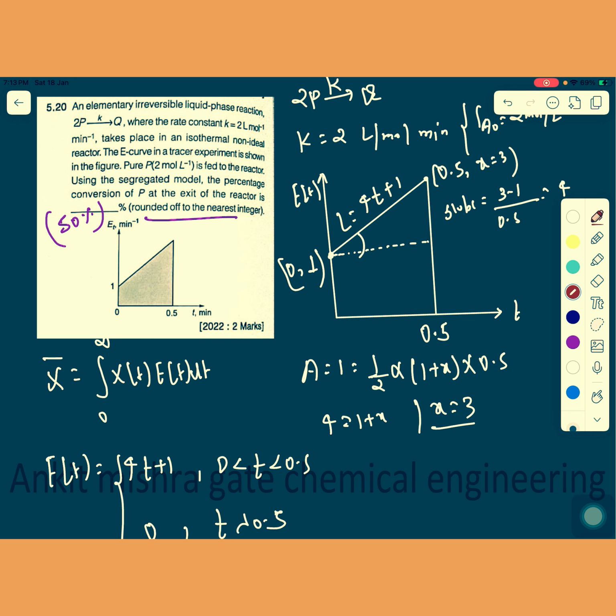Okay, I hope all of these questions you now understand. And here I have completed the PYQ series of non-ideal reactors. I will be moving towards the next PYQ series of heterogeneous catalytic systems, and after that I will be moving towards solution thermodynamics also. So I am hoping that by 31st Jan I will be able to complete most of the PYQ series of GATE chemical engineering.